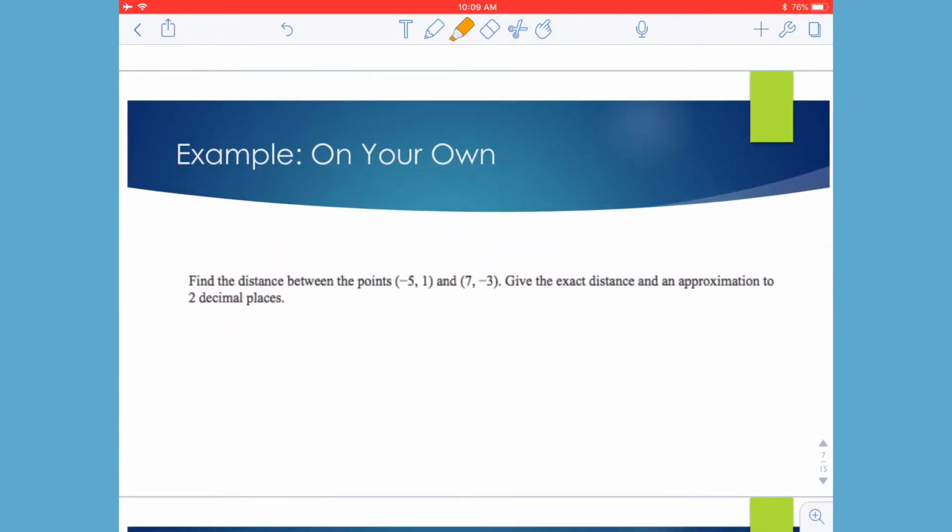So looking at an example on your own, again, I encourage you to pause this video. I would like you to find the distance between these 2 points. I would like you to give an exact distance as well as an approximation. When I say give an exact distance, it means do not round. You are giving an exact value. It would generally include a radical.